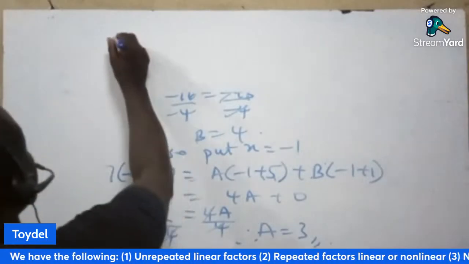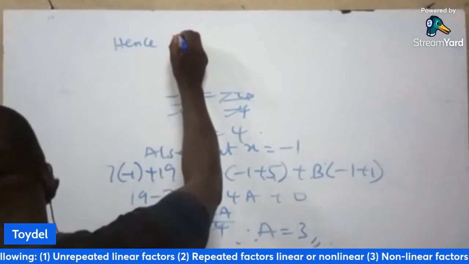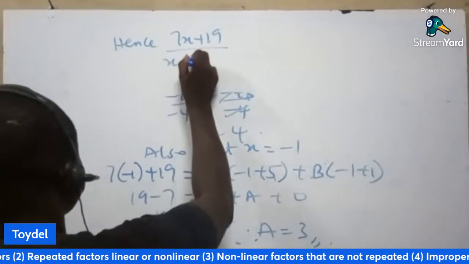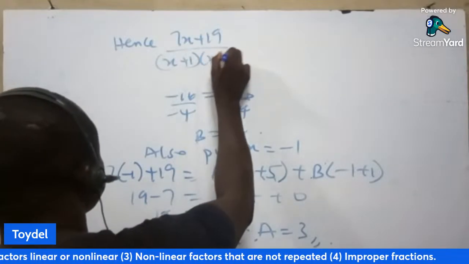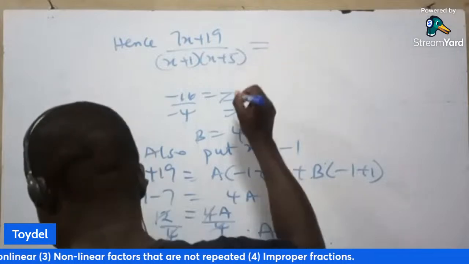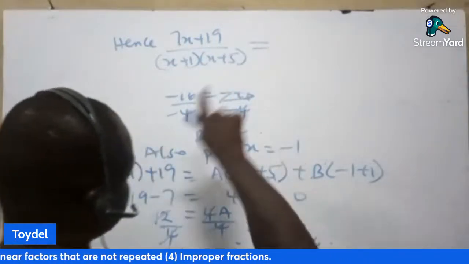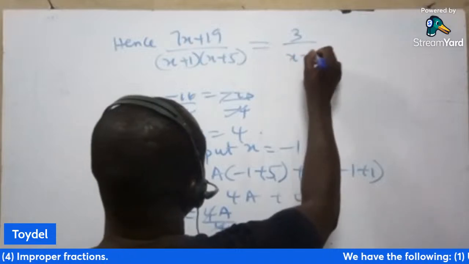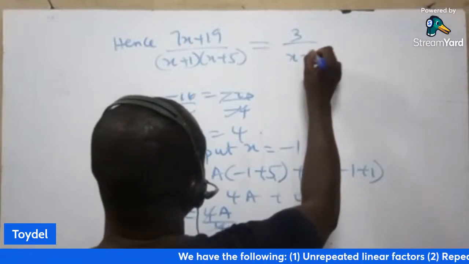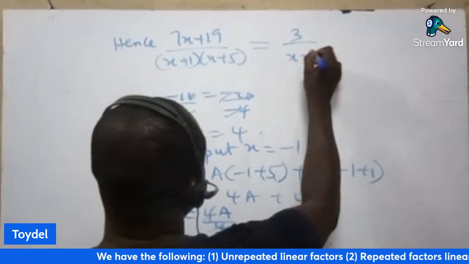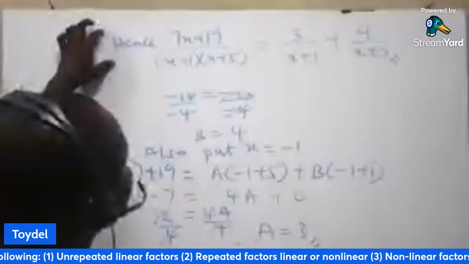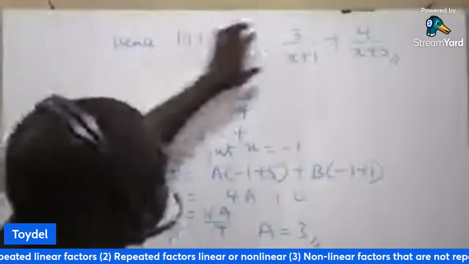We'll now say, hence the compound fraction that we are given, 7x plus 19 all over x minus 1, x plus 1 into bracket x plus 5, has been resolved to, the first one is a. That will be 3 all over x, and this is what we are asked to do. So in that given example, I've been able to use the first method of resolution, which is called the cover-up method, to get this value.